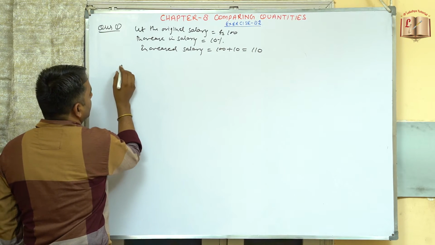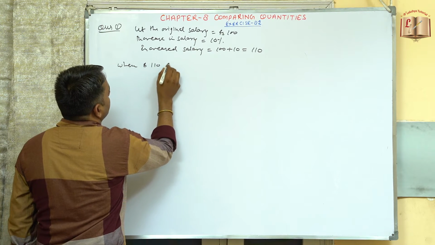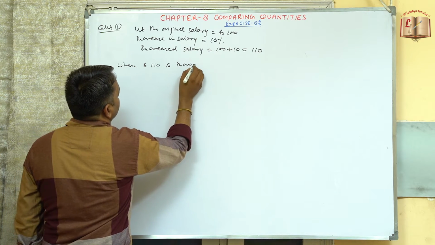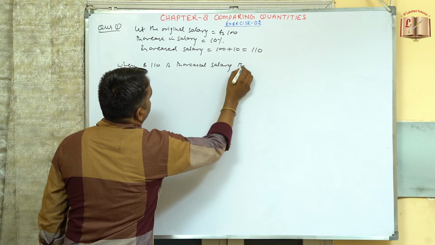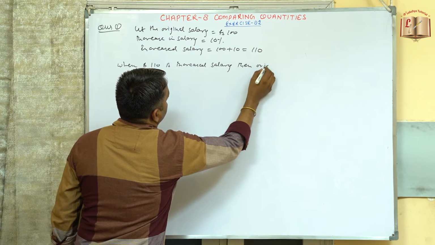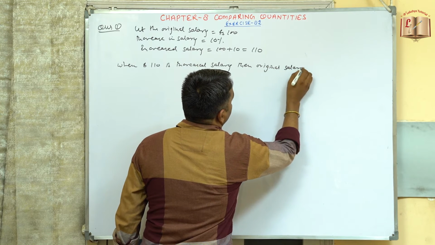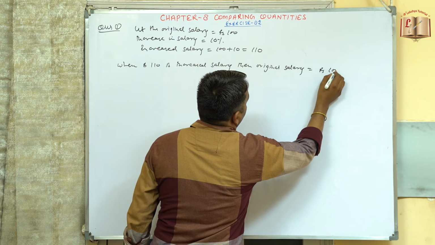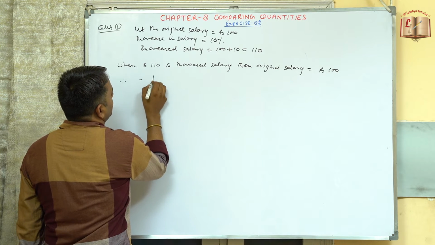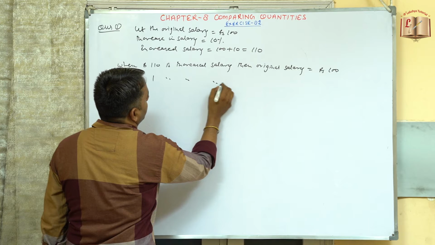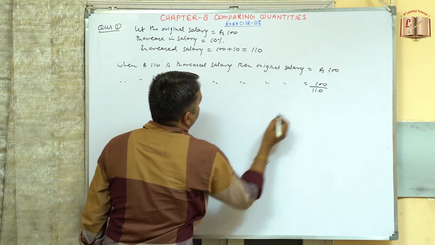So now we will use the unitary method. So when rupees 110 is the increased salary, then the original salary is equal to rupees 100. So when this is rupees 1, then the original salary will be equal to 100 divided by 110.